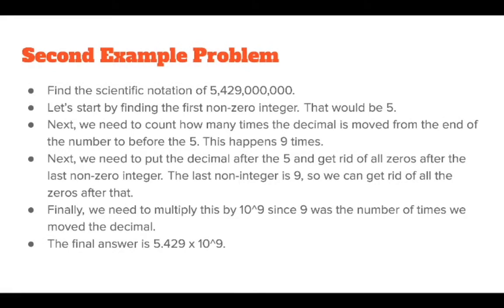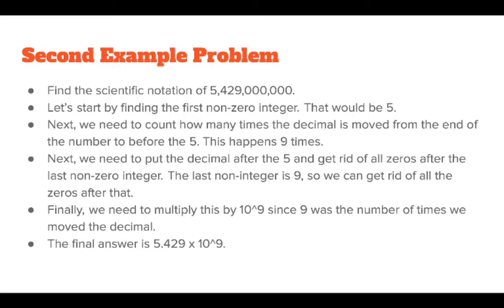Now let's move on to the second example problem. Find the scientific notation of 5,429,000,000. Let's start by finding the first non-zero integer. That would be 5. Next, we need to count how many times the decimal is moved from the end of the number to before the 5. This happens 9 times.